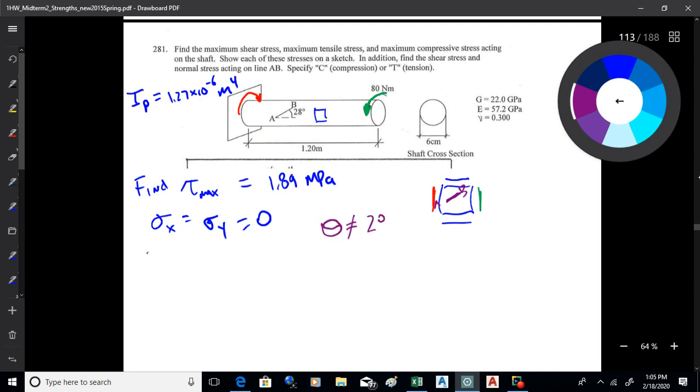Now keep in mind that theta for that plane is not equal to 28 degrees, right? Because that's not referenced on the proper line. So don't plug 28 degrees into the formula. That's not the angle to use. All right, and then you're going to want to go ahead and find tau x1, y1 and sigma x1. Okay, tau x1, y1 will be positive 1.05 megapascals. And sigma x1 will be positive 1.57 megapascals. Okay.